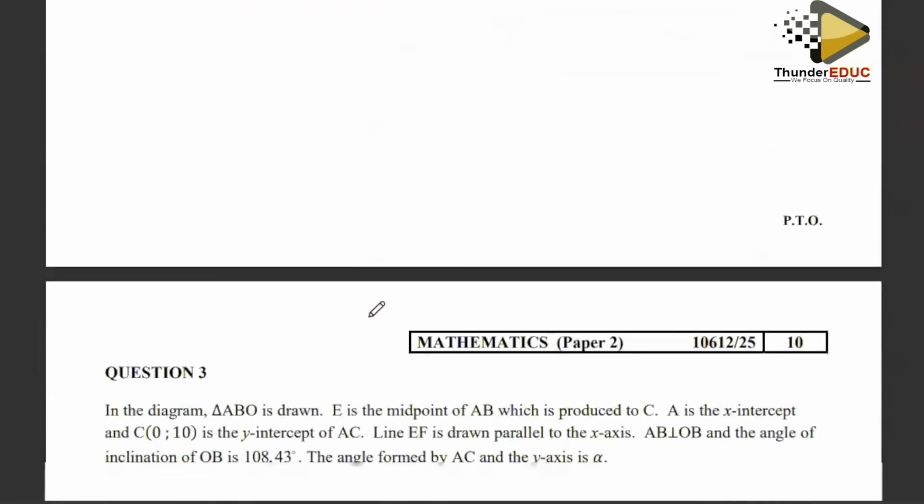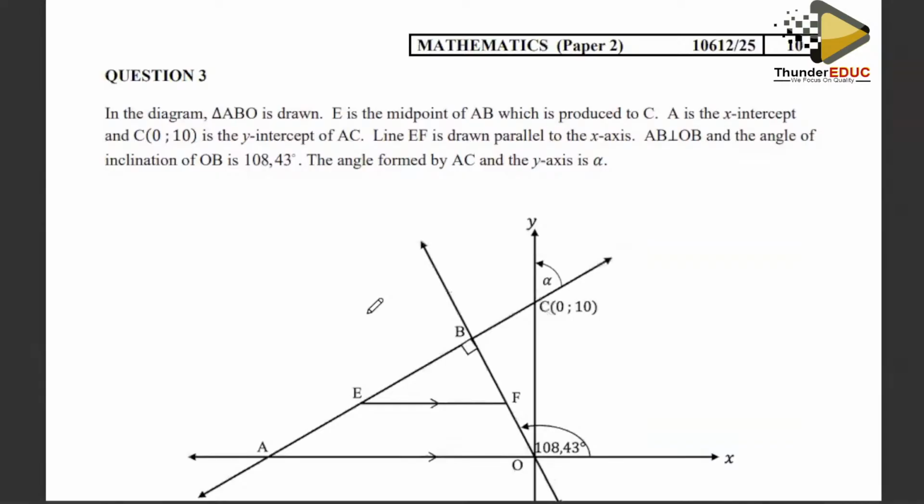Then question number 3, which is the analytical geometry. We've been told that in the diagram, triangle ABO is drawn. E is the midpoint of AB, which is produced to C. A is the x-intercept, and C is (0; 10), which is the y-intercept.